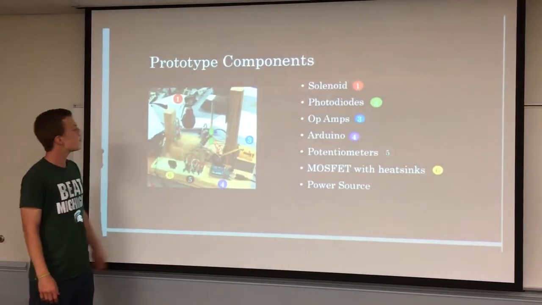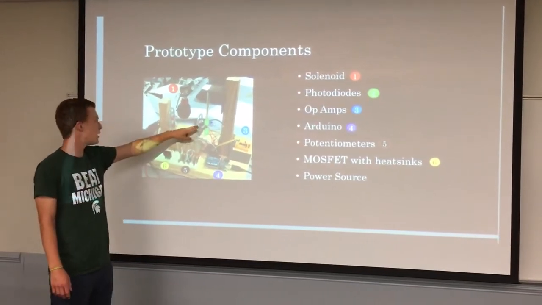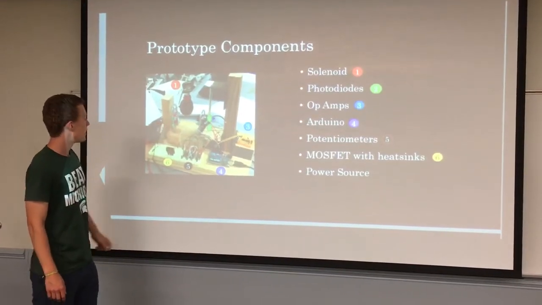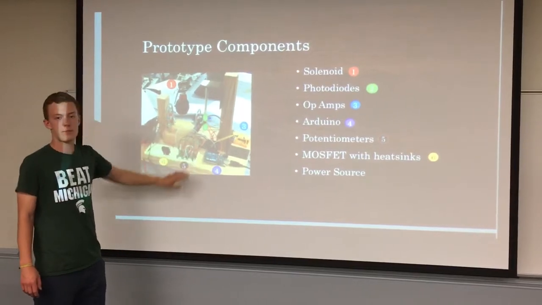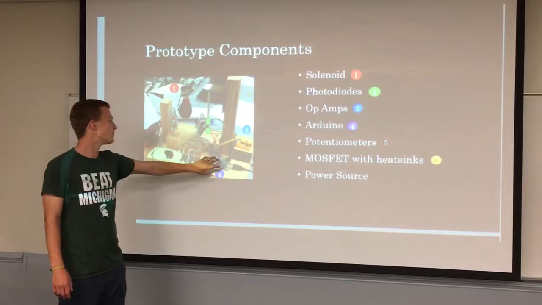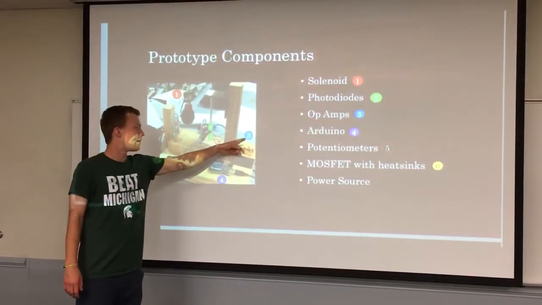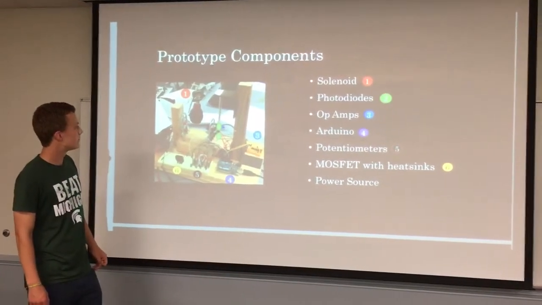This is our setup. We have the solenoid here, the photodiodes, two lasers, the MOSFET, the potentiometers to read Kp and Kd on the fly. We have the Arduino controller here, and the op amps to amplify our sensor signal.